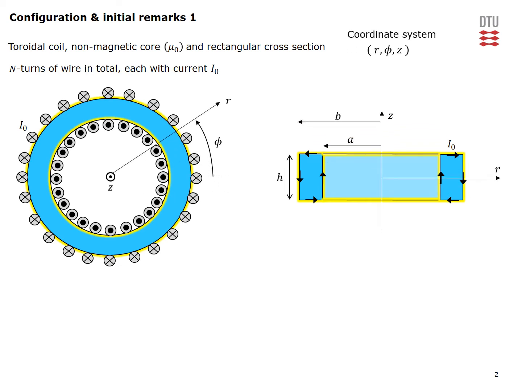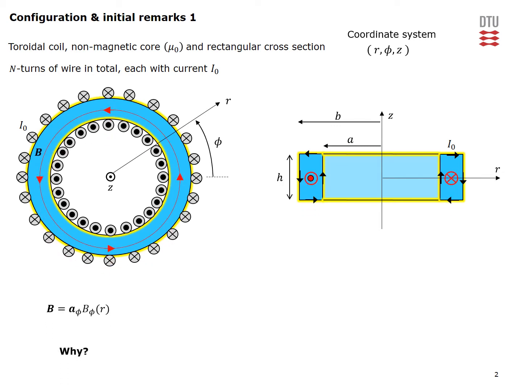We next introduce the cylindrical r, phi, z coordinate system as shown on this figure, and in this system we designate with symbol a the inner radius of the core, while b is the outer radius of our core, and h denotes the height of our rectangular cross-section non-magnetic core.